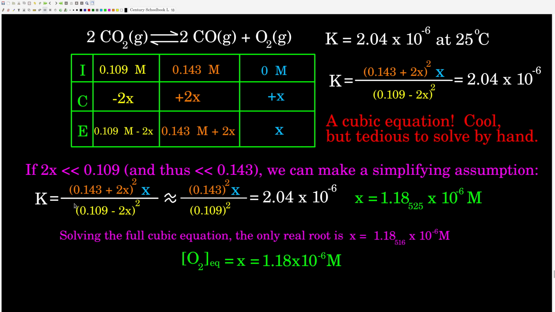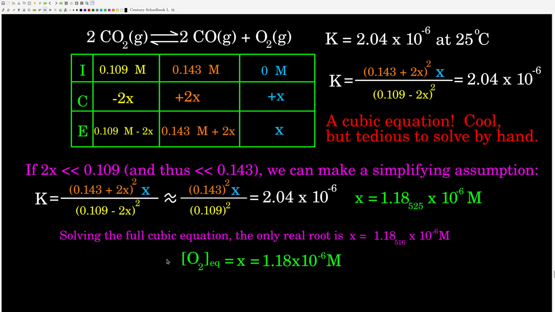Now, I went ahead and I solved the full cubic equation just to show you guys. And when I did, we got 3 roots, of course. 2 of them were imaginary, so imaginary roots don't make sense in this context, so we ignore those. The one real root is the one that makes sense, and the only difference is buried in the insignificant figures. That's why I put the first 3 insignificant figures. I usually just put the first one. So 525 were the first 3 insignificant figures with the assumption, 516 the first 3 without the assumption. So for all purposes, it's the same.